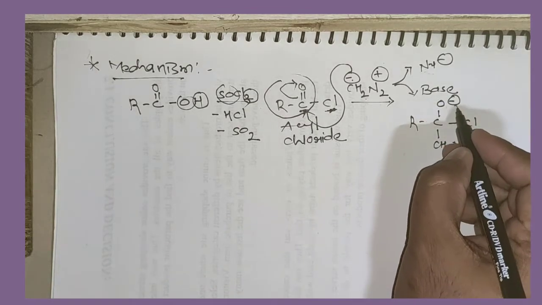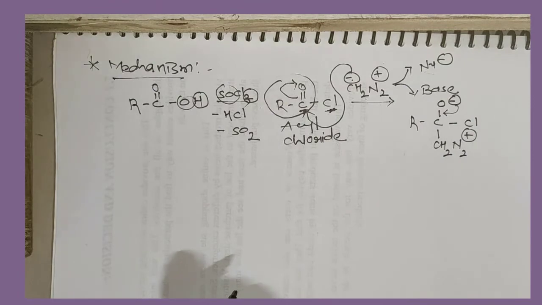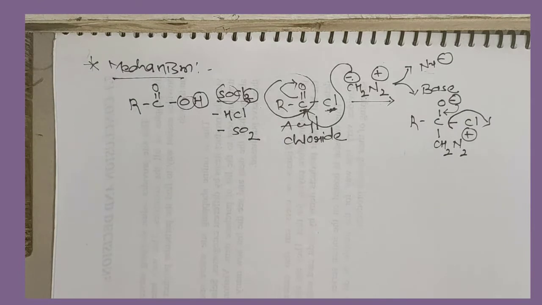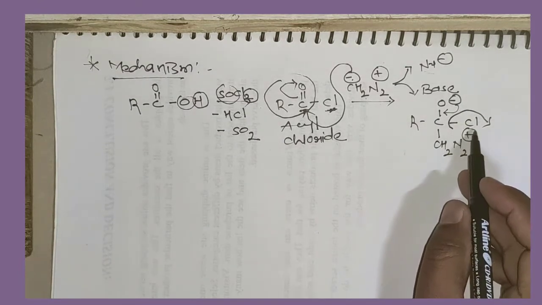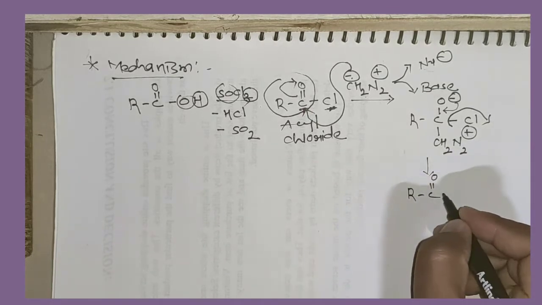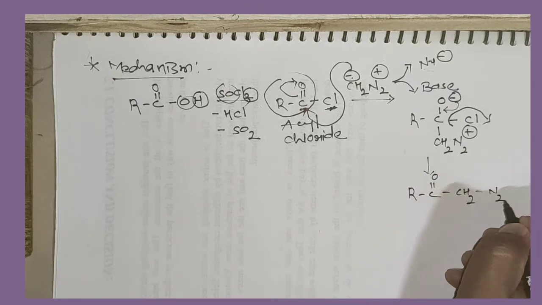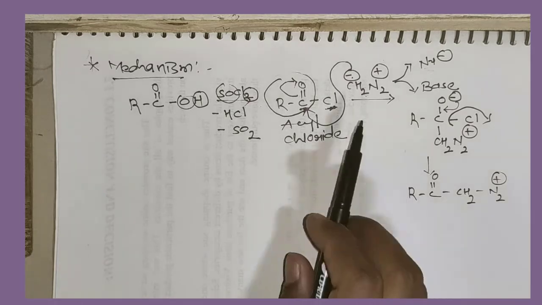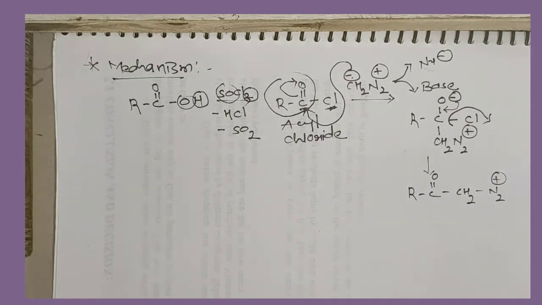Again, as we discussed, this negative charge participates in the bonding. Chlorine, the best leaving group, leaves from the molecule with the bonding pair of electrons. So we can say that here Cl is removed as Cl minus. So the next step is RC double bond O CH2N2 plus. This is the important thing. So here diazomethane acts as a nucleophile. Clear?